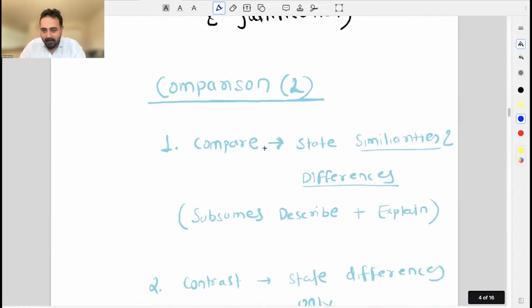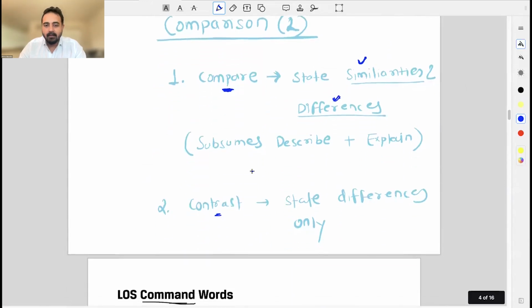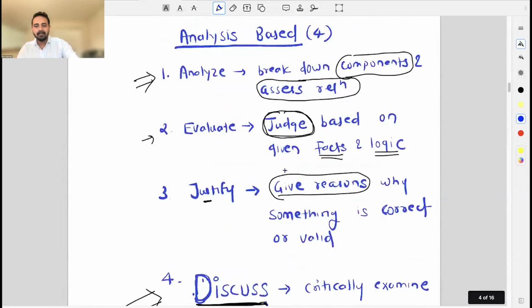And then on the comparison front, you have two command words: compare and contrast. If you see the command word compare, you have to do similarities and differences both. Remember this. But if you use the command word contrast, then you only need to work on the differences between the two. All right, so this is your list of 17 command words.